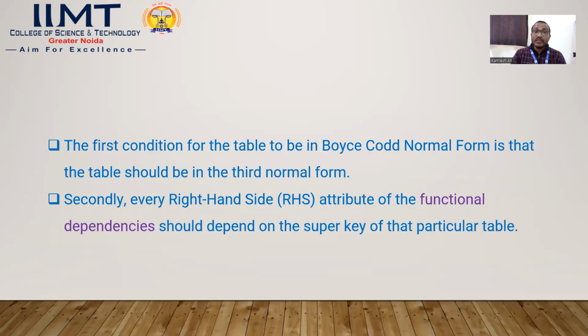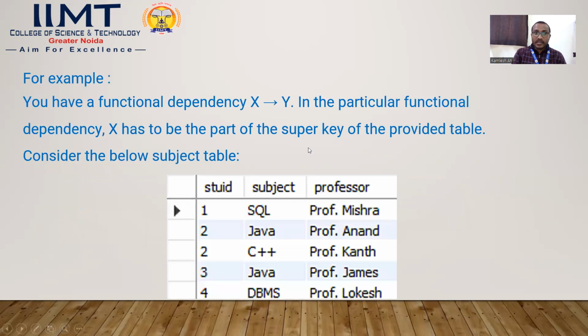Okay, the first condition for the table to be in Boyce-Codd normal form is that the table should be in the third normal form. Secondly, every right-hand side attribute of the functional dependencies should depend on the superkey of the particular table. For example, you have a functional dependency X determines Y. In this particular functional dependency, X should be a part of the superkey of the provided table.